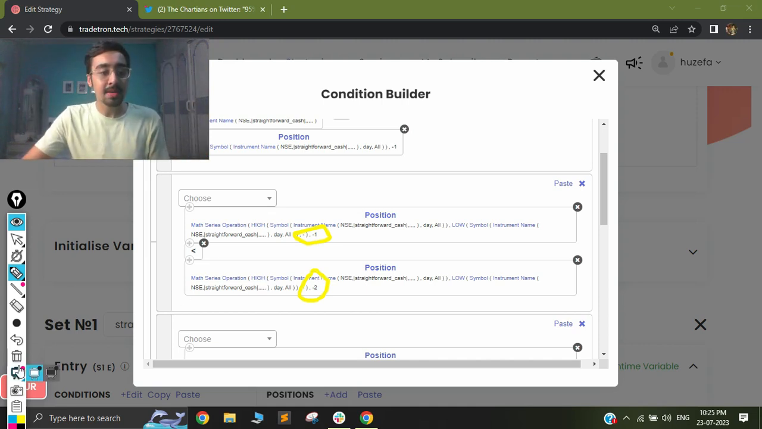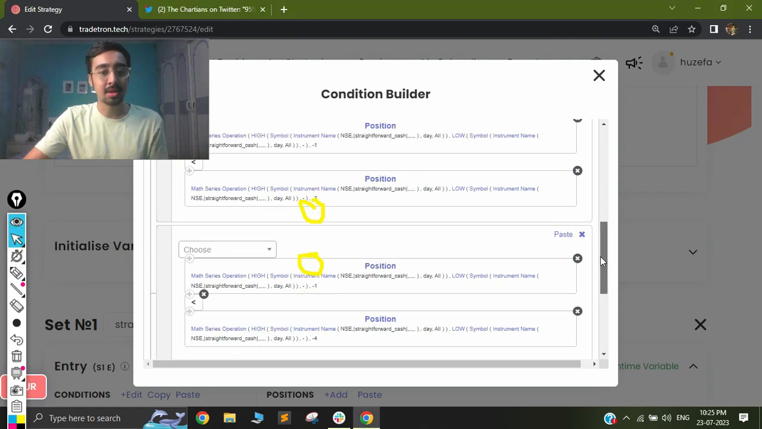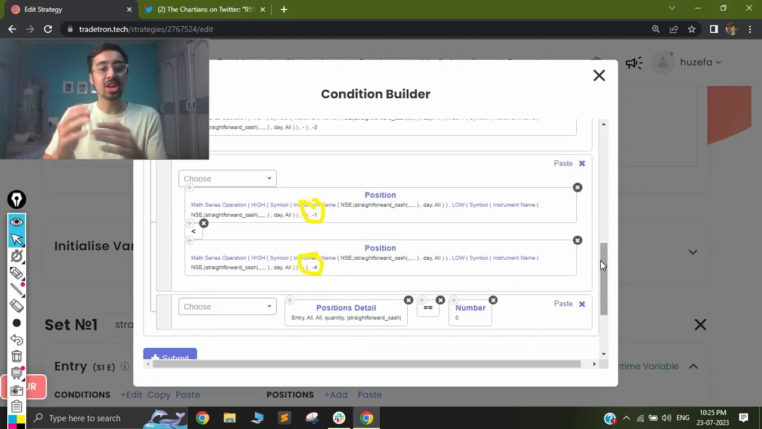Similarly, I am doing the same thing for the next few days. Is the range of the -1 candle less than the range of the -3 candle? The same thing I'm doing for the next set, where I'm checking: is the range of the -1 candle less than the range of the -4 candle? If that happens, in that case I will want to trigger a trade, but I will not directly trigger a trade.